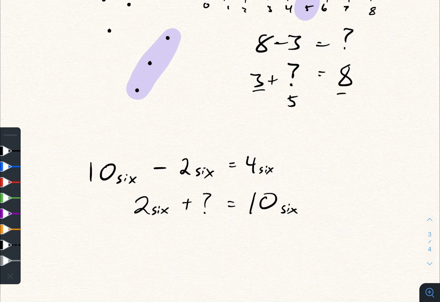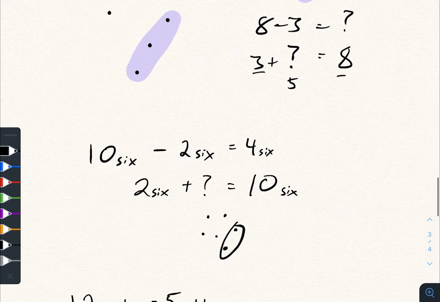You could have, of course, approached this in a takeaway method as well. If you represented 10 base 6, you would have to know that that looks like this. That's really 6 things to us. 10 base 6 is 6 things. And then if you take away 2, then you're left with 4.